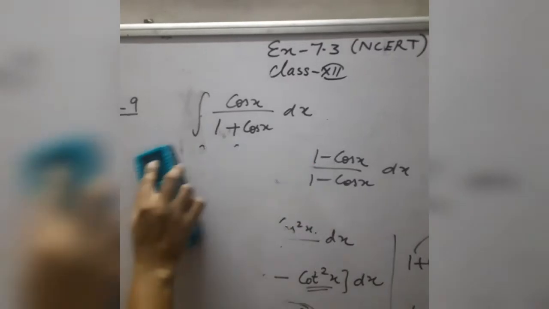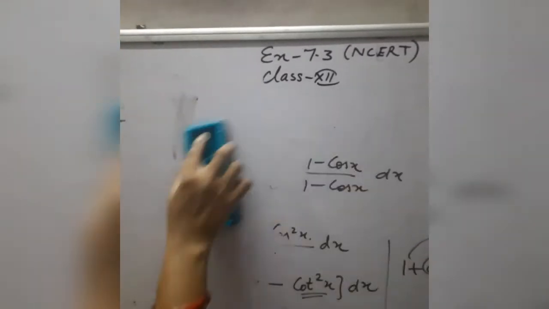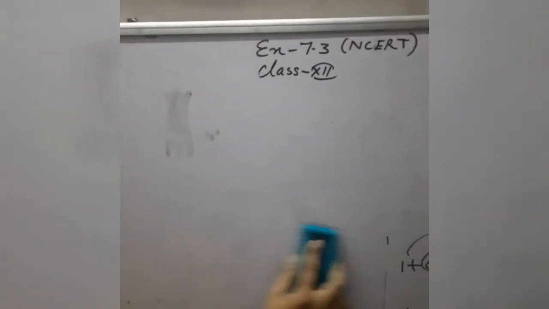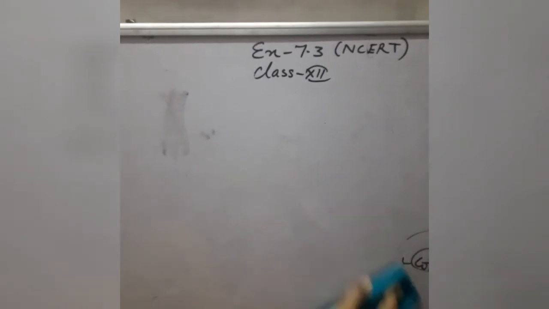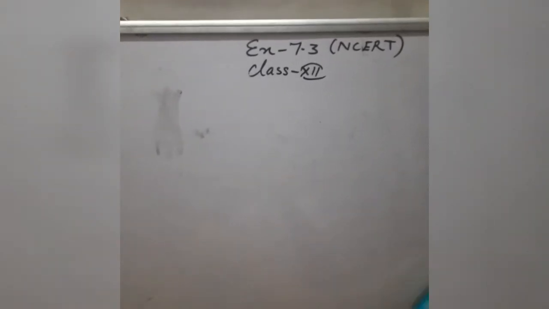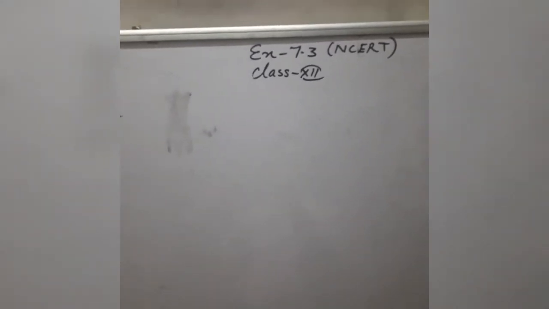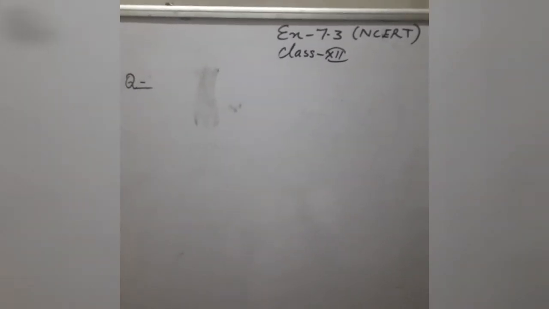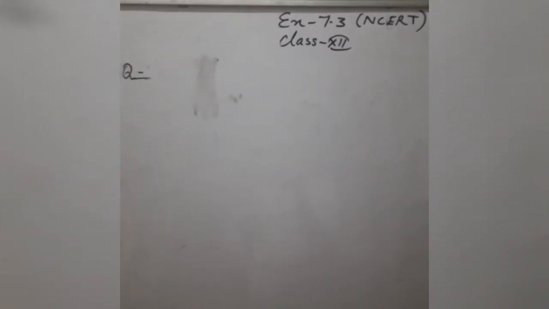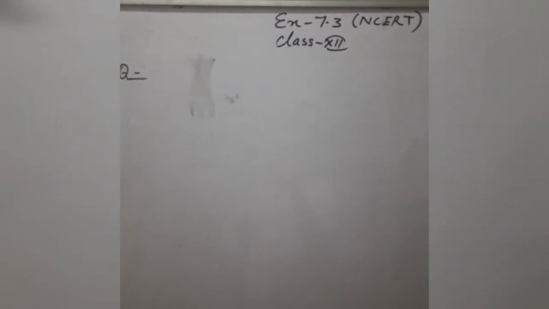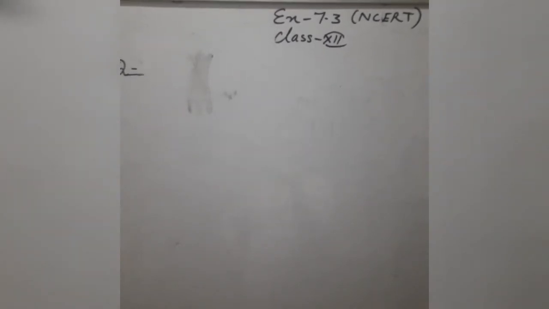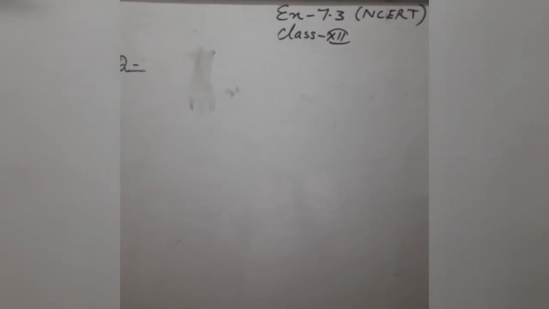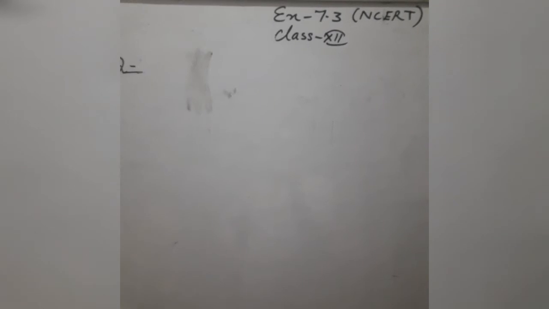In this sum we have multiplied and divided the given function by 1 minus cos x. Do more and more practice of this chapter from other books also. This is the most important chapter because the next two chapters are interlinked with this chapter. If you have done this chapter, then only you will be able to do the next two chapters.